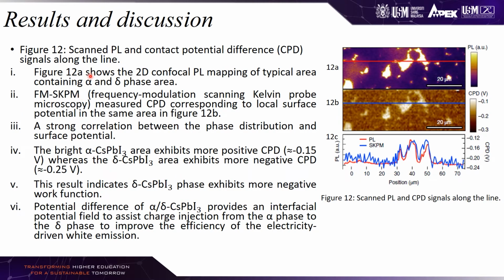For figure 12, scan photoluminescence, PL, and contact potential difference, which we can simplify as CPD, signal along the line. Figure 12A shows the 2D confocal PL mapping of a typical area containing alpha and delta phase areas. So this is figure 12A, and this is the line for the CPD, the blue line, and this is the PL.